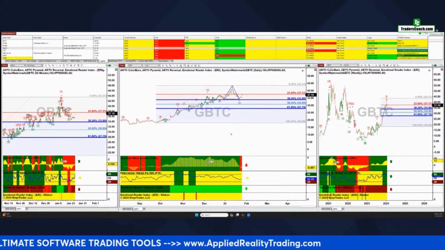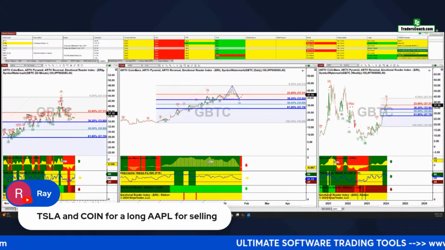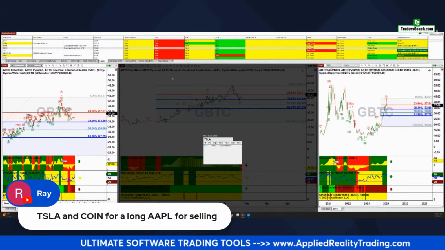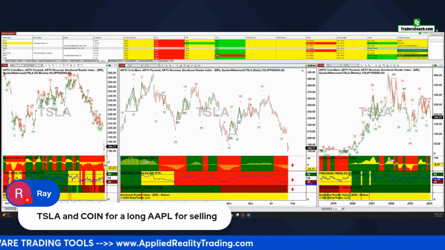So that's kind of what you're looking at on here in the top. We got scanners. All right, let's jump right in and get going here and see what we got. All right, Ray, let's see what you want to take a look at. Tesla, excellent. All right, Tesla and Coinbase. Those are two excellent ones to look at. All right, and Apple for possibly a sell.